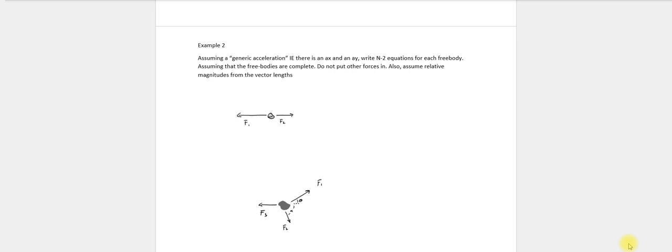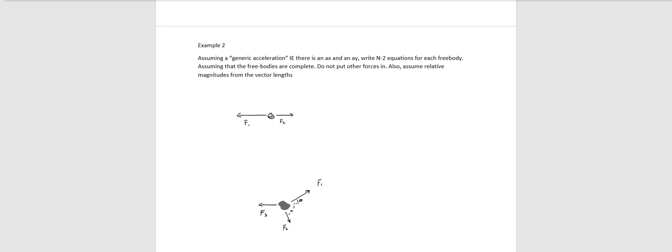I'm making this video to provide you with examples of how to write Newton's second law equations. Example 2: assuming a generic acceleration, meaning it could be in 2 dimensions basically, write the Newton's second law equations for each free body. Assume the free bodies are complete. So the first thing we're going to do is take a look at this free body diagram right here, and we're going to assume those are the only forces acting on it.